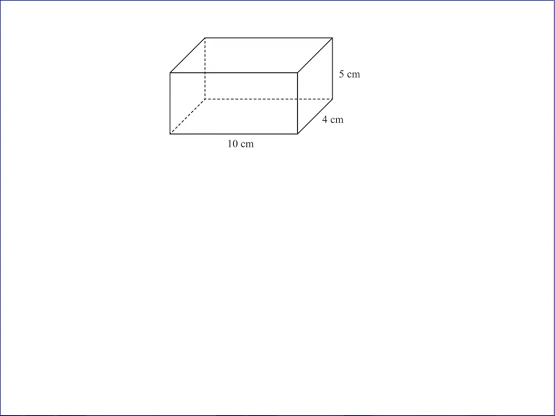Okay, number 11. Write the number of edges of the cuboid. Edges are the lines. So I've got 1, 2, 3, 4, 5, 6, 7, 8, 9, 10, 11, 12. So it's 12 edges there for A.